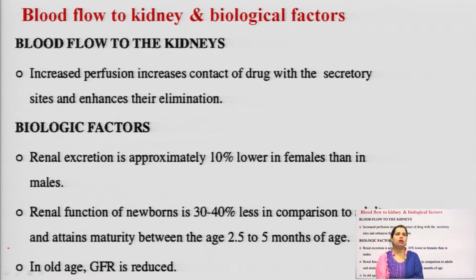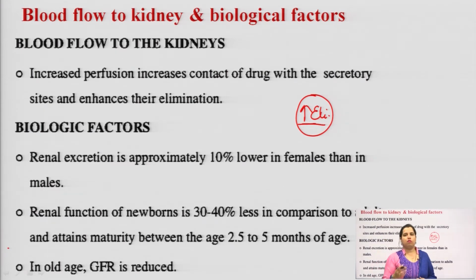Blood flow to the kidneys: increased perfusion increases contact of the drug with the secretory sites and enhances elimination. That means if the blood flow to the kidneys is higher, it increases the drug's contact with the particular organ and the secretory site, and enhances elimination. A highly perfused organ will increase the elimination process. So, if the blood flow to the kidney is on the higher side, the elimination of the drug will be higher.